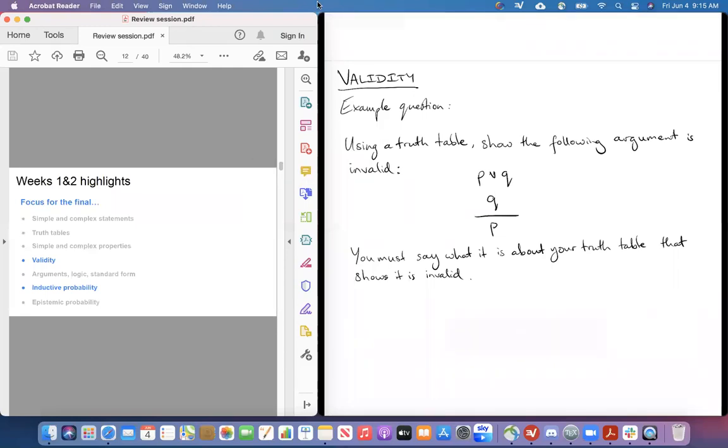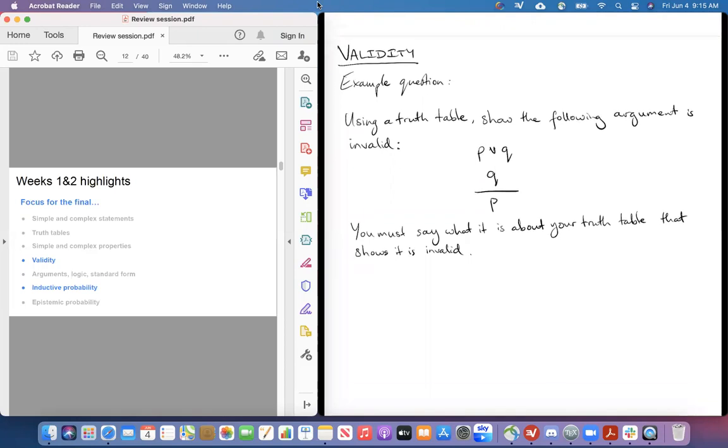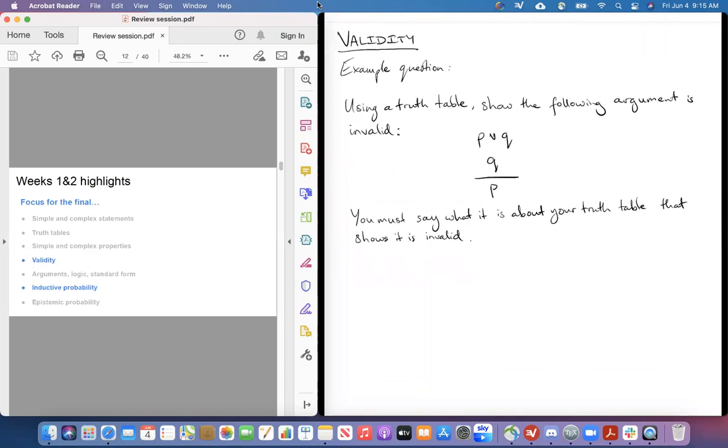Okay, it's 9:15, so we're going to come back together and I'll walk through the answer to this question. You've got to use what you know about truth tables, and test this argument for validity. Step 1, you're going to have to actually construct the truth table. You'll get some points for that. Then you've got to focus on the directive at the bottom: say what it is about your truth table that shows this argument to be invalid.